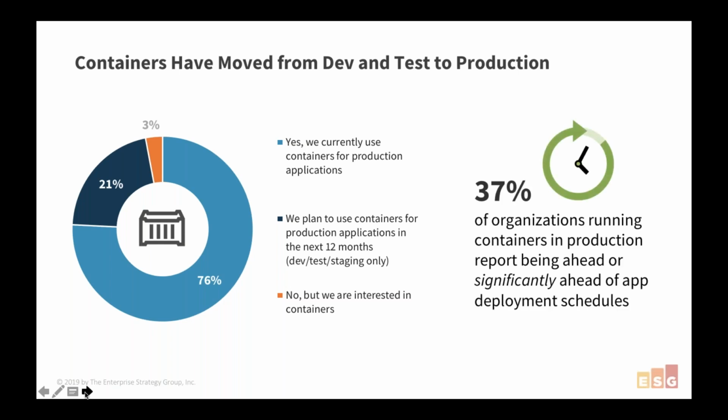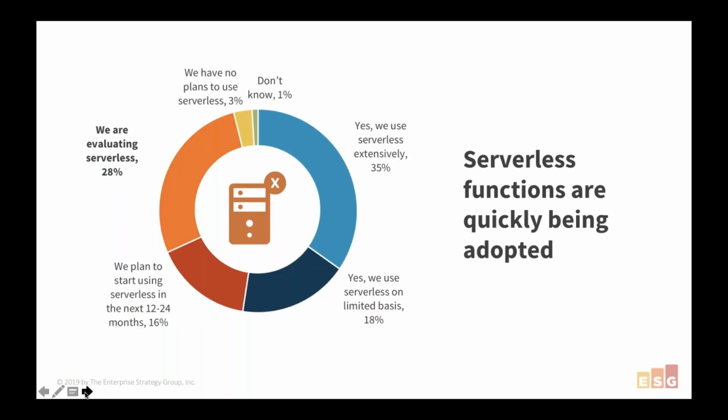Why? Agility. Another question we asked is, what's the benefit you're getting from running containerized applications in production? 37% report that this allows them to beat their schedules. They are significantly ahead of application deployment schedules. That's business agility.